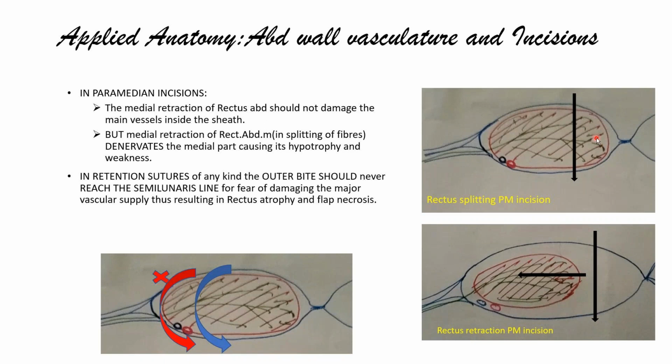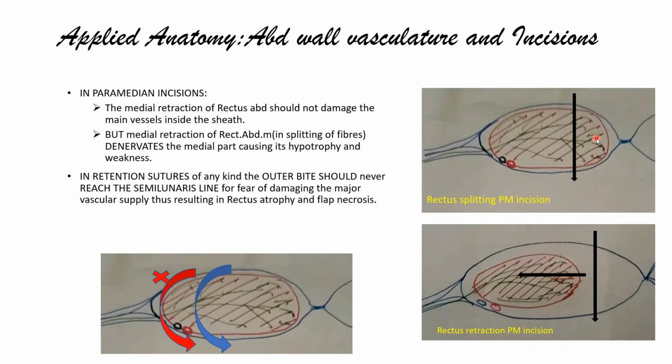When I cut this muscle, I'm going to cut the nerves. That means the medial part of the rectus abdominis would be denervated, becoming flaccid and useless. So ultimately, your repair would be weak. Why? Because this part of the rectus muscle has undergone atrophy.